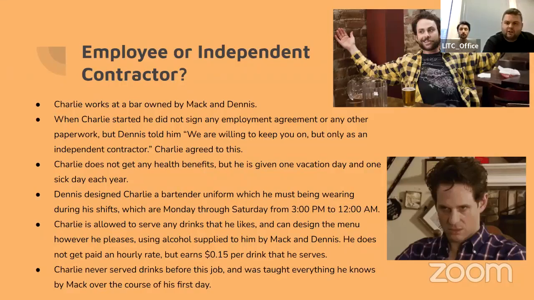So our facts are that Charlie works at a bar that's owned by Mac and Dennis. And when Charlie started, he did not sign any employment agreement or any other paperwork, but Dennis told him, "We're willing to keep you on, but only as an independent contractor." And Charlie agreed to this. So right here, that gets to our third set of factors that we just discussed. Charlie has said that he is an independent contractor. That's what Dennis asked of him. And so we can absolutely say that the parties understood that this was work as an independent contractor. So again, that's one factor that we put in our independent contractor bucket.